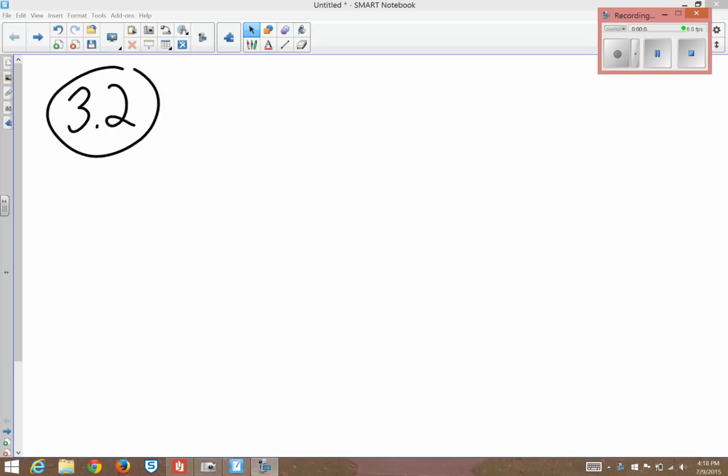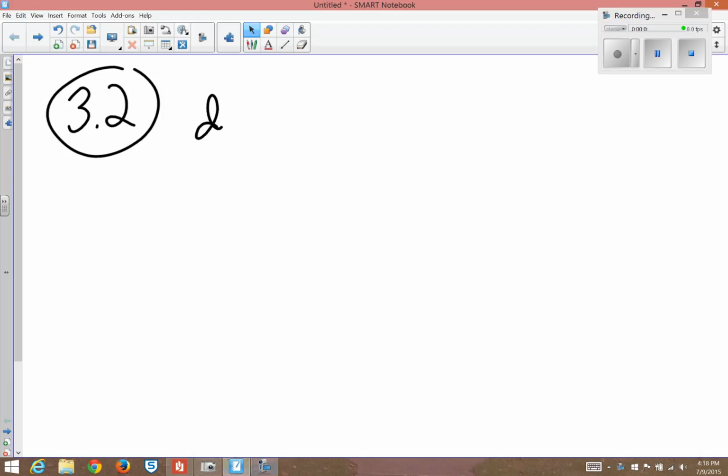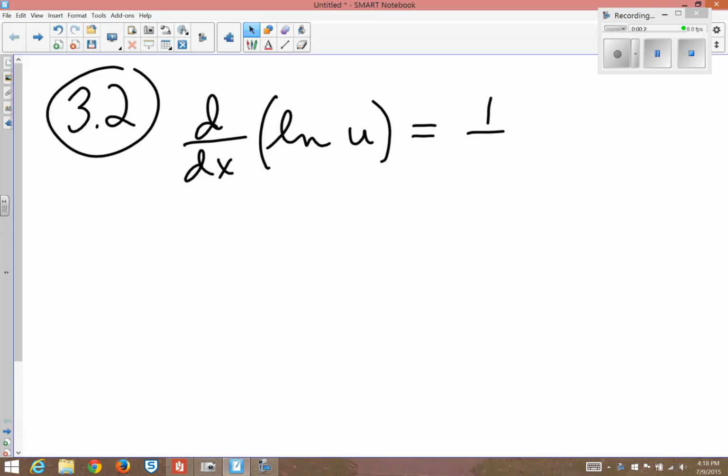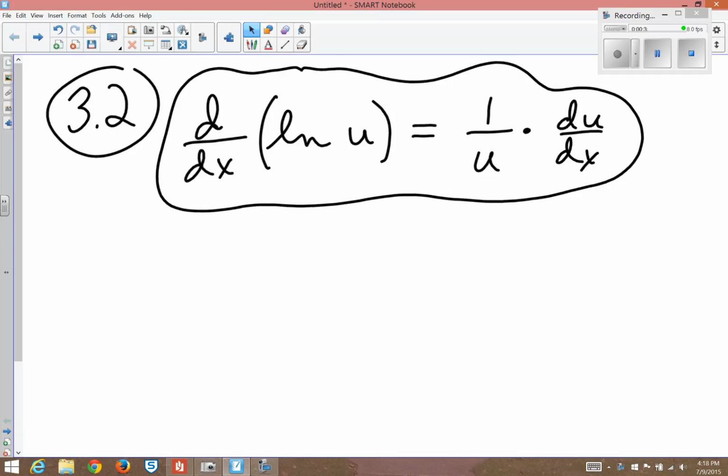Chapter 3, Section 2, we learned this formula. The derivative with respect to x of the natural log of something, I'll call it u, is 1 over u, 1 over this something, times the derivative of that thing. So here's one more derivative formula to learn, along with all the other ones you have.